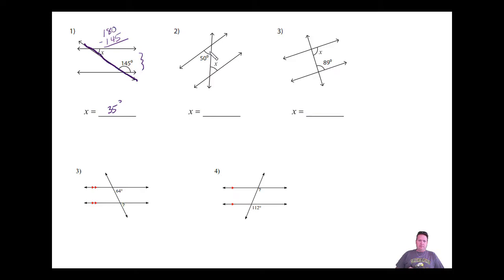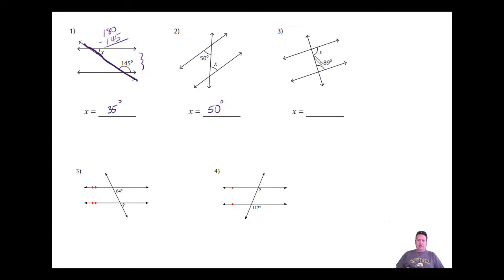Now let's take a look here. You'll see that we have 2 other interior angles, but one's on the left and one's on the right. These are alternate interior angles, and if you remember from the last page, alternate interior angles are congruent. So if this is 50 degrees, this one here is also 50 degrees.